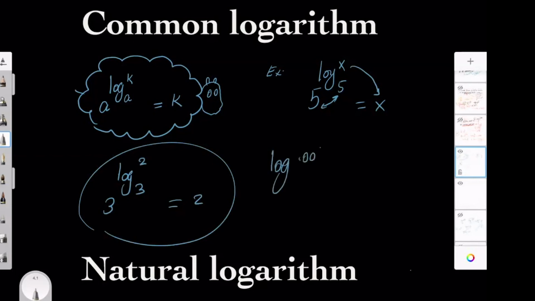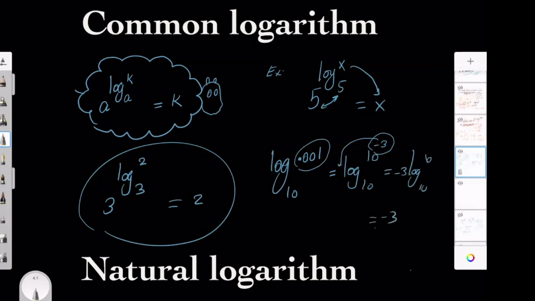Log of 0.001. This one equals, so the base is 10. Well, you can use a calculator. If it's base 10, your calculator can calculate it. But you need to know it algebraically. This is the same as log of 0.001, which looks like 10 to the power of -3. Apply the exponent, this -3 is going to come over here. We have -3 log of 10, base 10. The answer is -3.